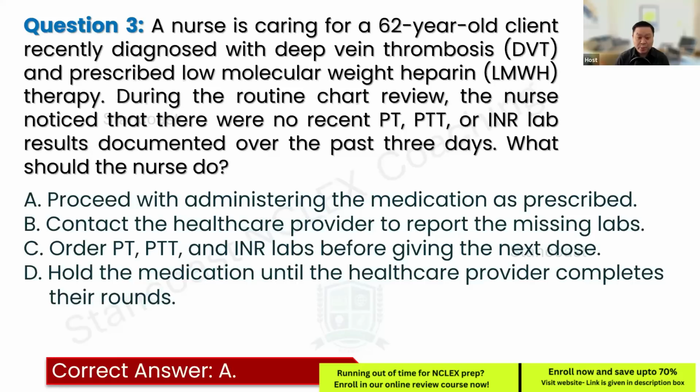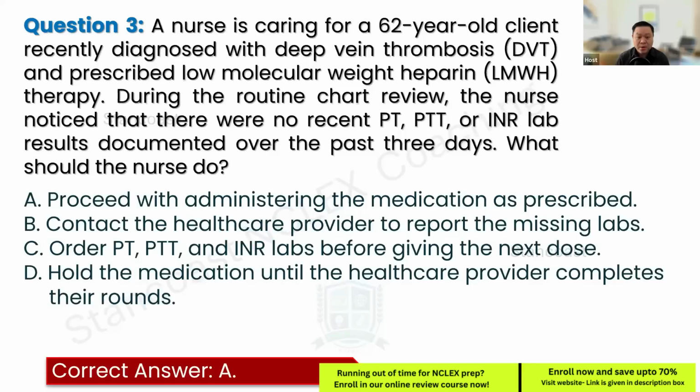The low molecular weight heparin does not require PT, PTT, or INR monitoring for therapeutic effect because it works with a short half-life and also predictable action. Now, the incorrect options here are letters B, C, and D because notifying the provider is not necessary because these labs are not required for low molecular weight heparin therapy. Letter C, because monitoring these labs is not standard for this medication. And also letter D is incorrect. There's no need to hold the medication based on the lab results.